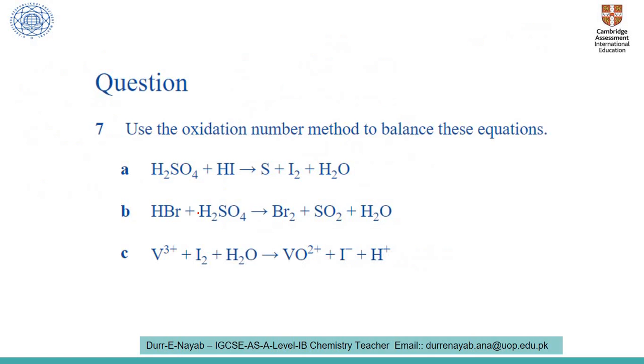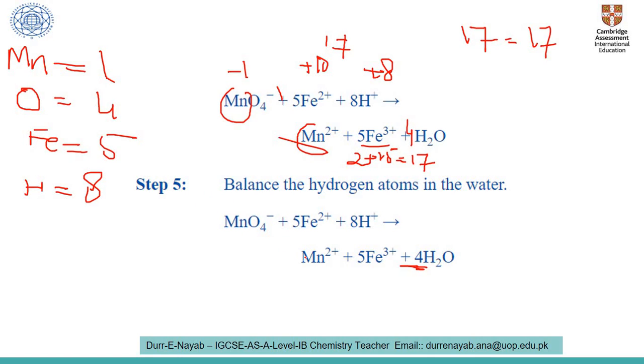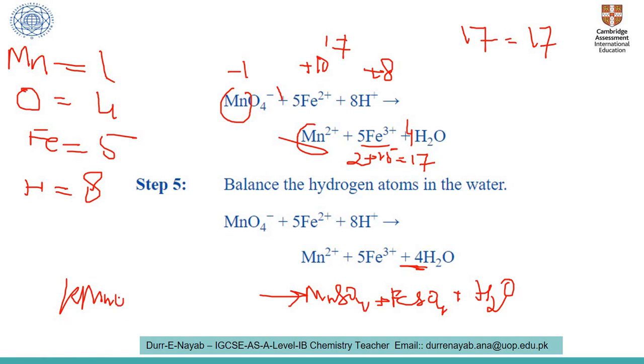So this is how we balance this equation: KMnO4 reacted with ferrous sulfate salt in acidic media to produce manganese sulfate. It will give you manganese sulfate and iron sulfate, and a water molecule will be released. Let me write the complete equation for you: KMnO4 plus FeSO4, and this ends with acidic media. You have to provide acidic media to this reaction.